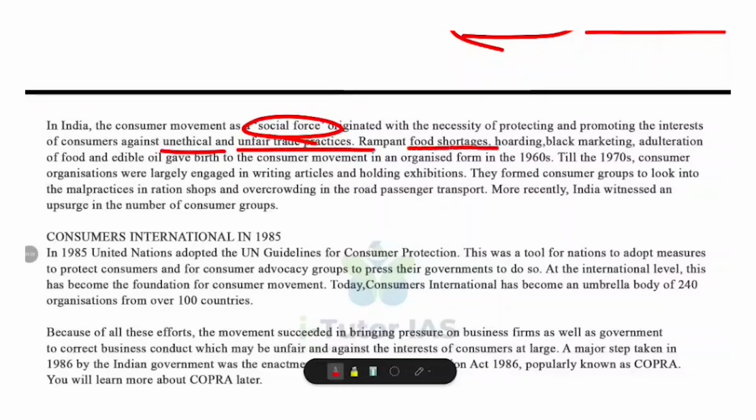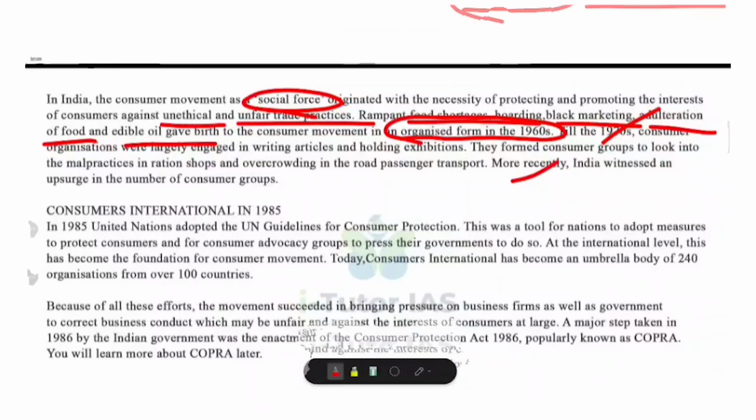Rampant food shortage, hoarding, black marketing, adulteration of food, and edible oil gave birth to the consumer movement in an organized form in the 1960s. Until the 1970s, consumer organizations were largely engaged in writing articles and holding exhibitions, and they formed consumer groups to look into the malpractices in ration shops and overcrowding in road passenger transport. More recently, India witnessed an upsurge in the number of consumer groups.